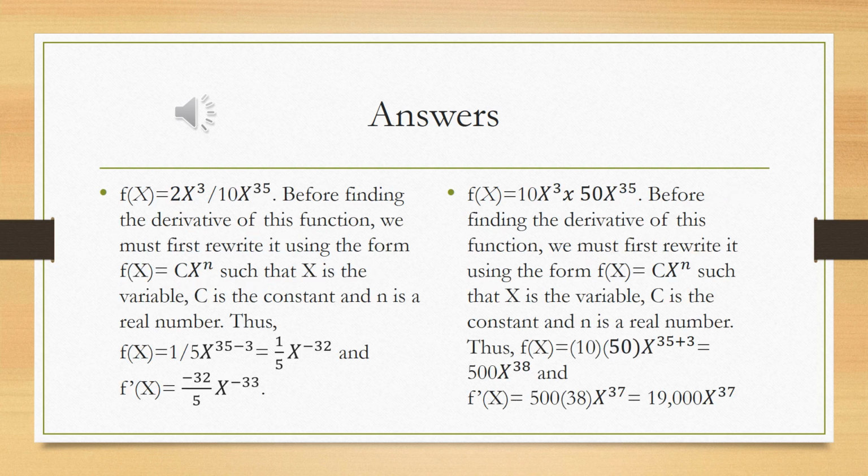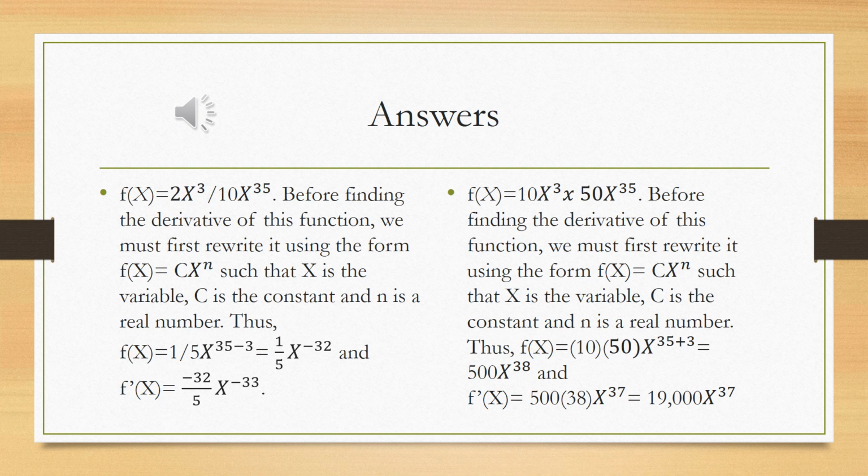f of x equals 2x cubed over 10x to the 35. Before finding the derivative of it, we must rewrite it using the form f of x equals cx to the n. Thus, f of x becomes 1 over 5x to the power 35 minus 3, which is 1 over 5 times x to the power minus 32. And f prime of x becomes minus 32 over 5 x to the power minus 33.